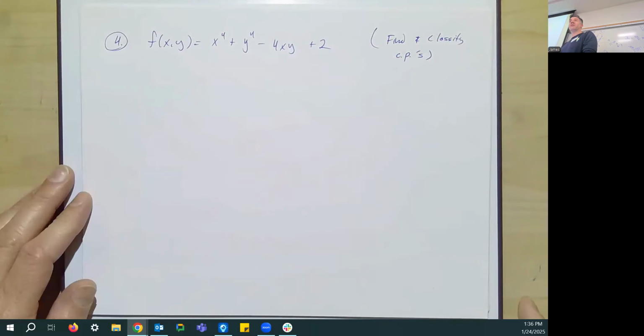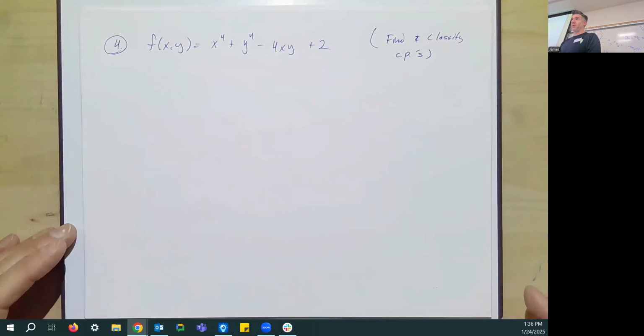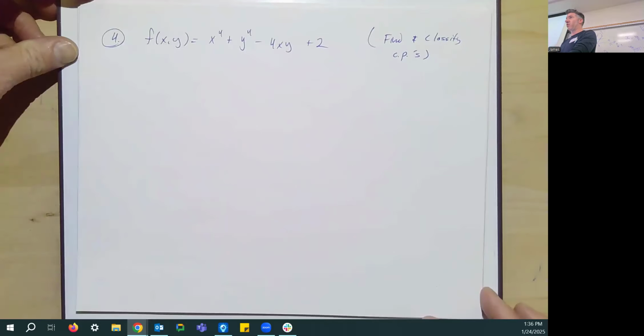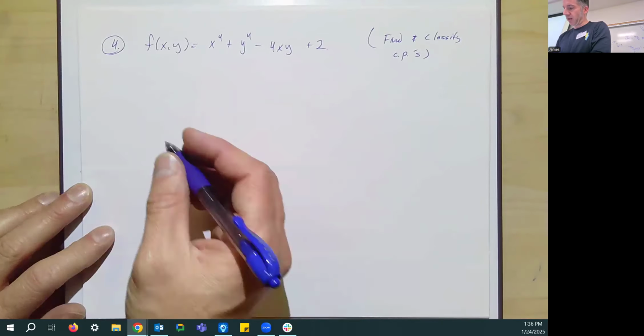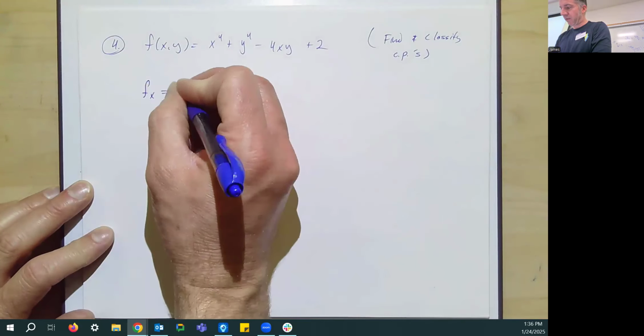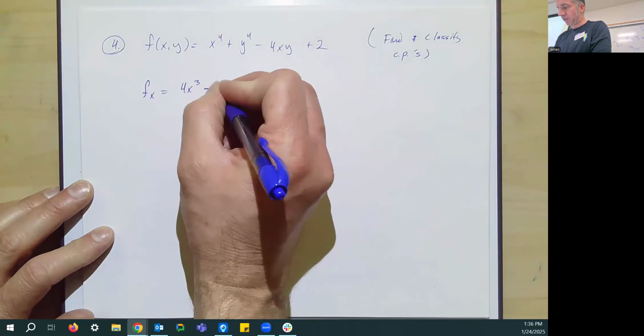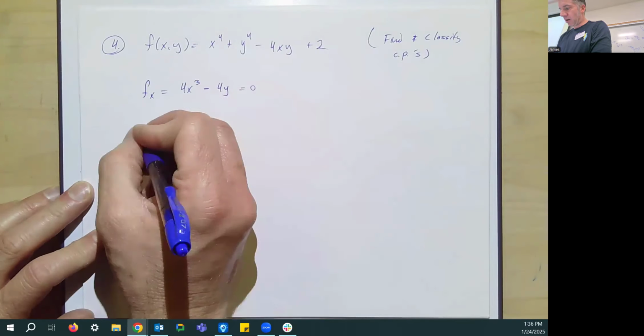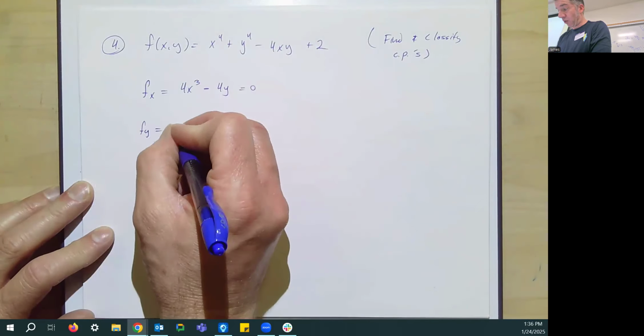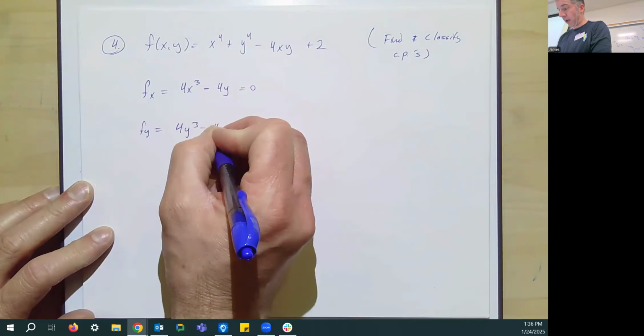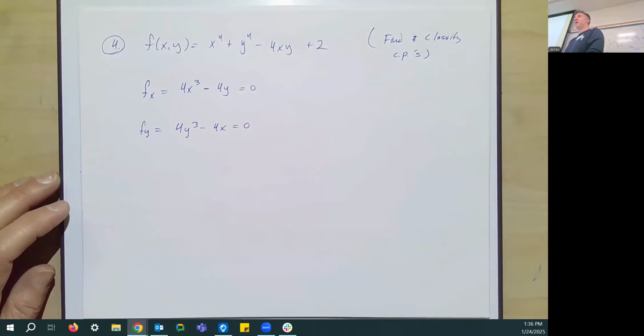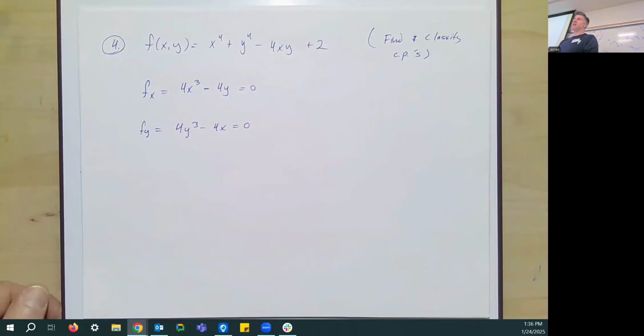We do call them critical points, not critical values, because they are literally a point, an XY pair, not just a single value of X or Y. So let's go ahead and find them. fx is going to be 4x cubed minus 4y. fy is going to be 4y cubed minus 4x. And these two equations don't immediately lend themselves to just finding an x and a y value. So in a problem like this, you have to do more work, typically solving for one variable and then substituting that into the other equation.